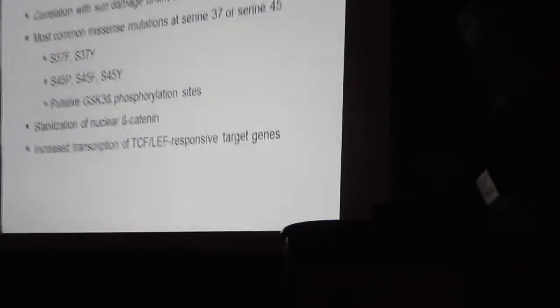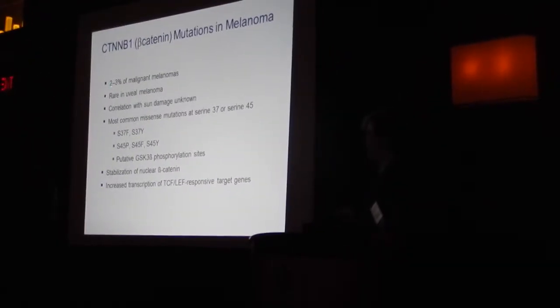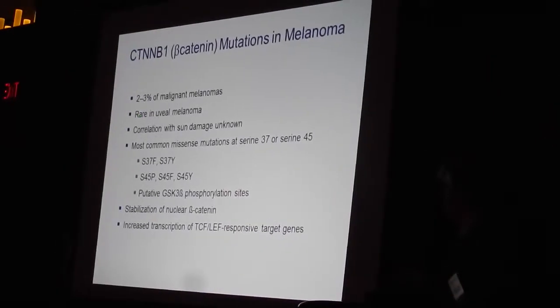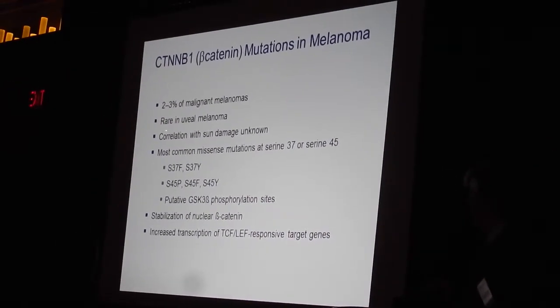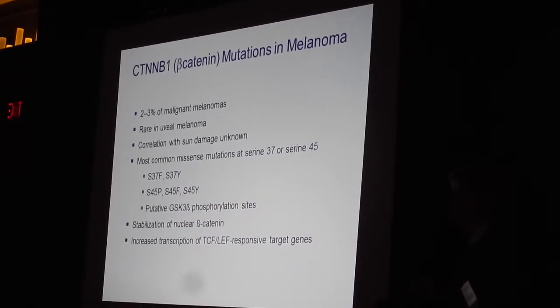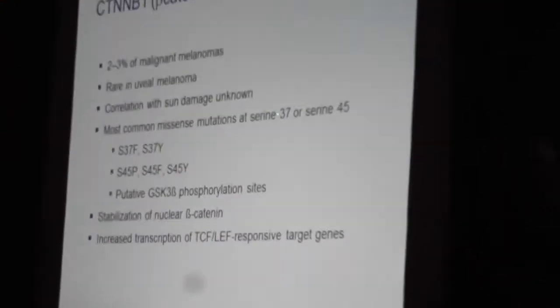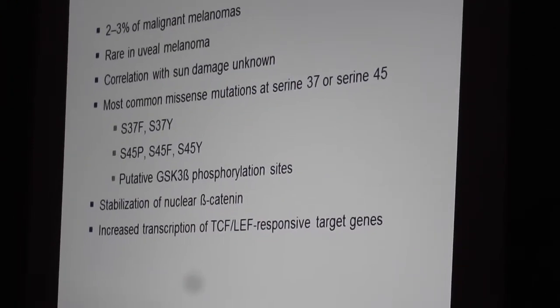Beta-catenin, which is coded by the CTNNB1 gene, is also mutated in melanoma. It's not commonly mutated, about 2 to 3% of malignant melanoma. It's rarely detected in uveal melanoma. Its correlation with sun damage is unknown. It has two hotspots, both serines, serine 37 and serine 45.